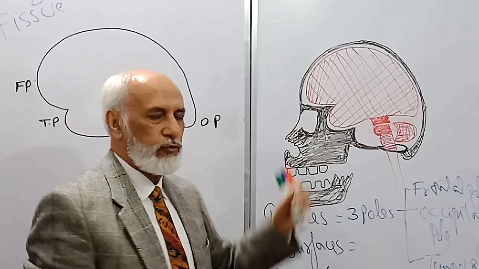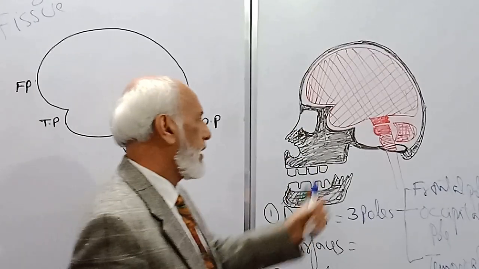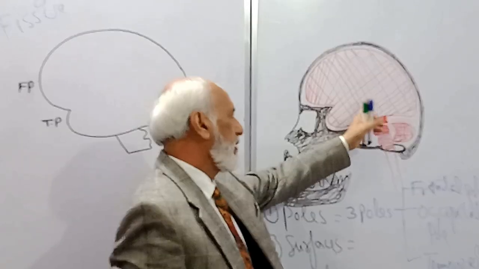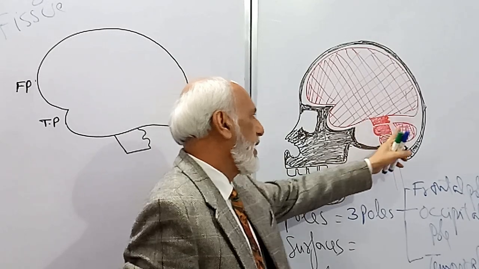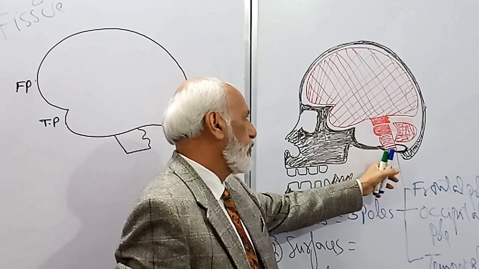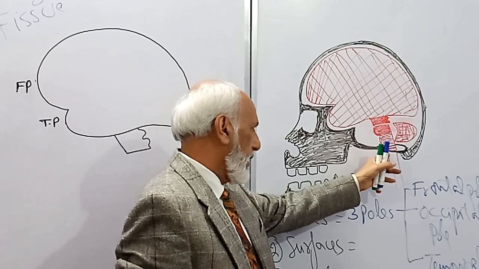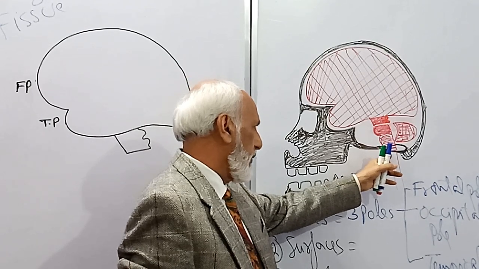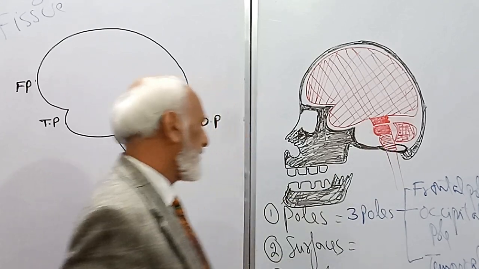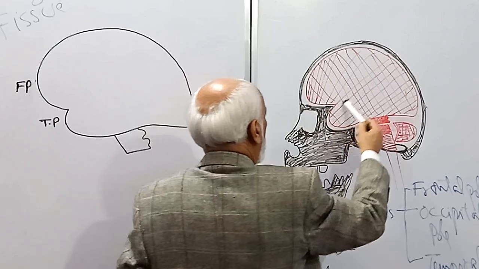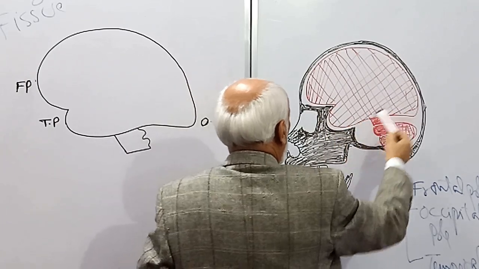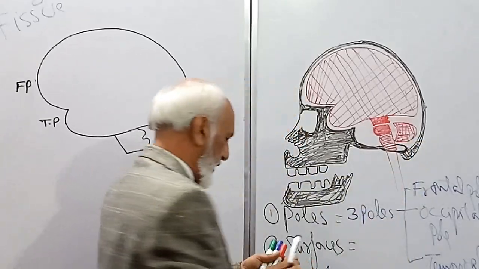Now a section through the skull showing cranial cavity occupied by cerebrum, midbrain, pons, medulla oblongata, and behind, the cerebellum, then through the foramen magnum, below the foramen magnum spinal cord starts. Now you can see this is anterior cranial fossa, middle cranial fossa, and posterior cranial fossa.